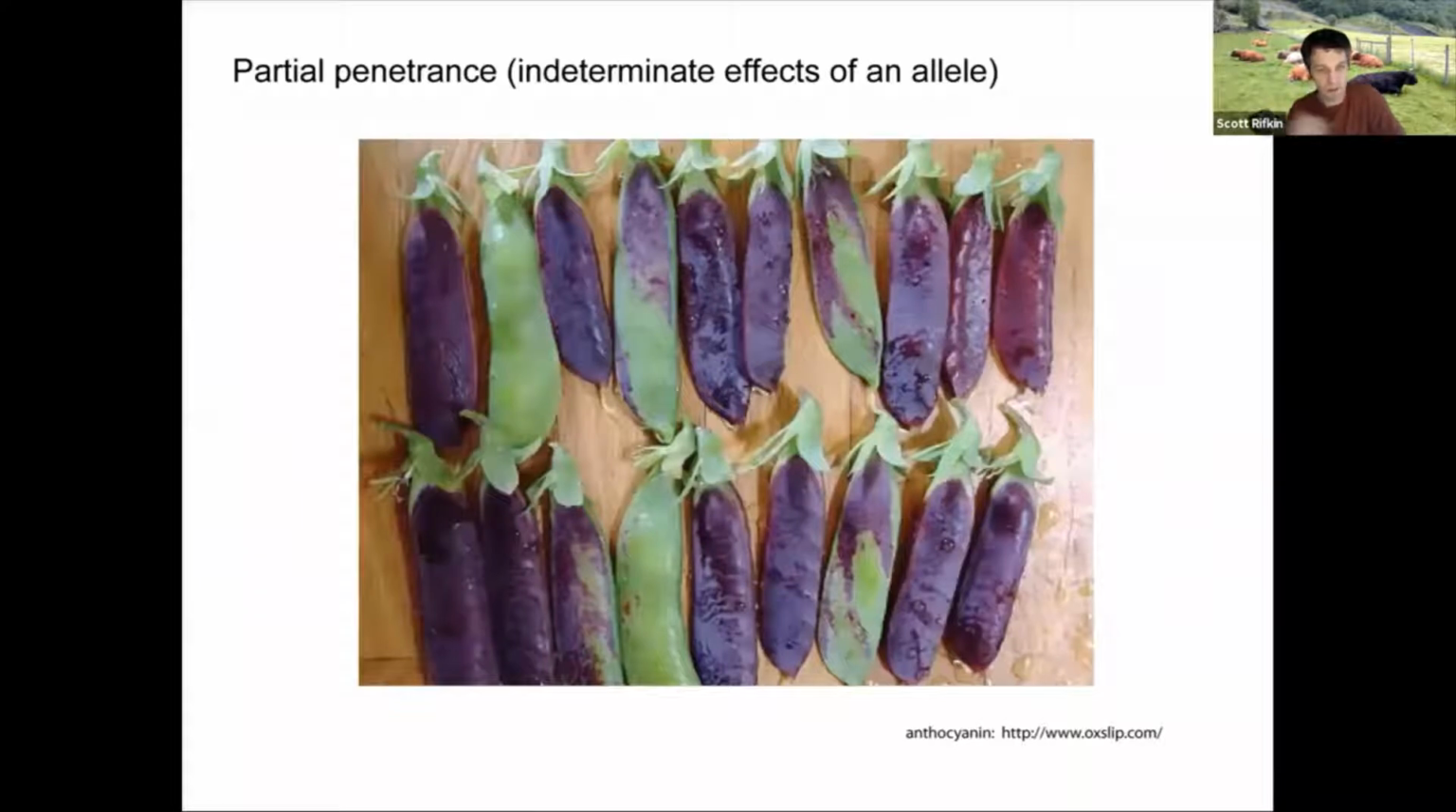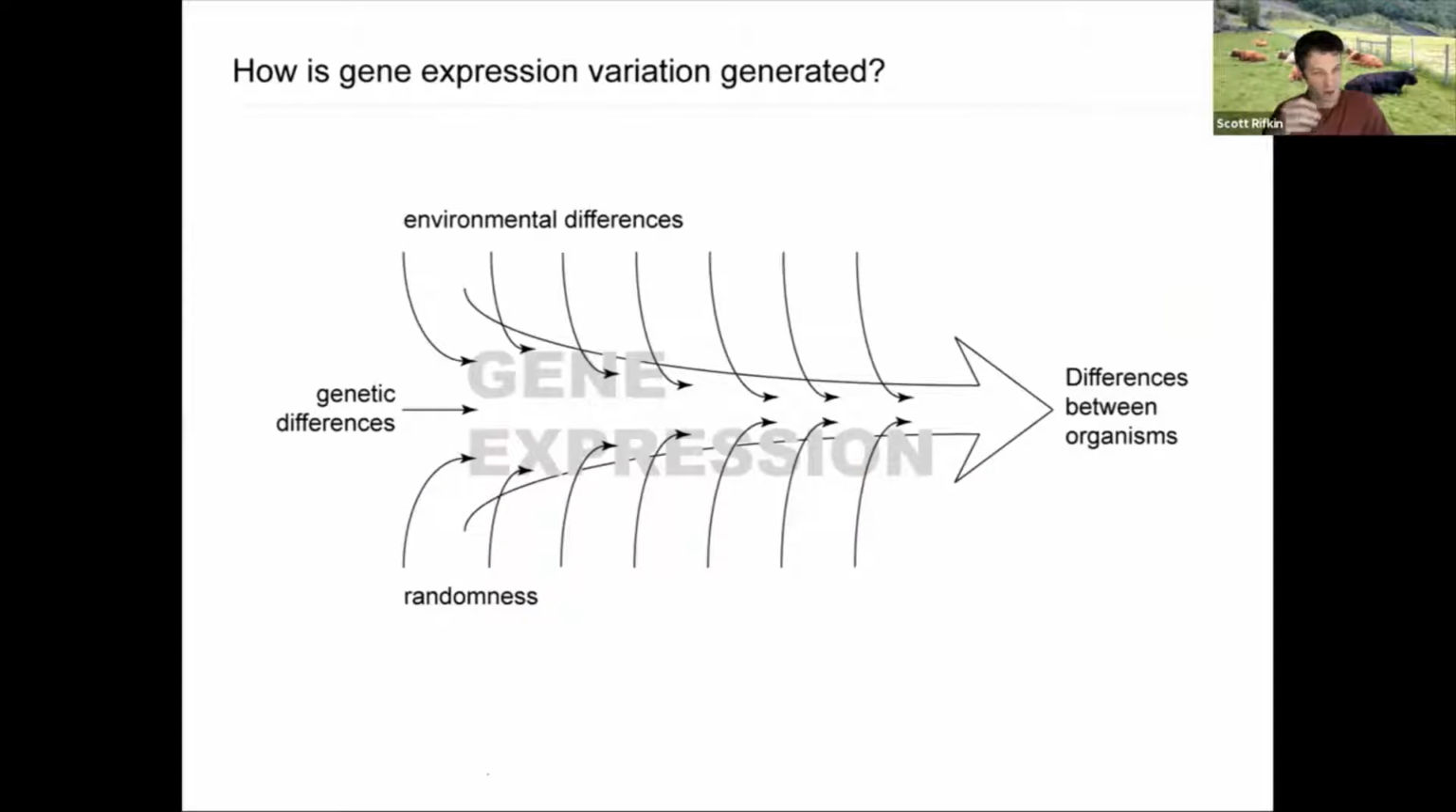Here's another example. So here's a bunch of pea plants. Now, what these pea plants have is a mutation in a particular gene. And these are all, again, genetically identical. They're from the same plant, but you see that there's variation in the pods. And so even though they have a particular mutation, the effect of that mutation is variable. And this is called partial penetrance. The effect of the mutation doesn't completely penetrate the whole organism, or all the individuals. So I'm going to tell you a story about partial penetrance. And again, this is a story about how randomness affects gene expression to produce differences between organisms.